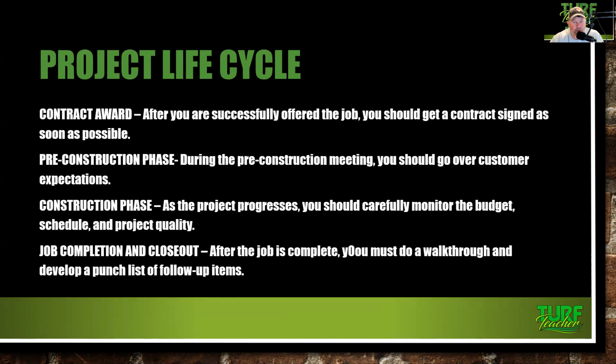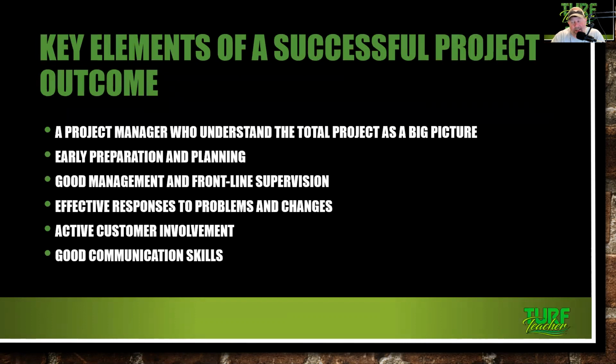After the job is complete, you must do a walkthrough and develop a punch list of follow-up items, not terms. The key elements of successful project outcome: a project manager who understands the total project as a big picture, early preparation and planning, good management and frontline supervision, effective responses to problems and changes. Like I said, you've got to be able to communicate clearly when these problems arise, via paper, via everything. Active customer involvement, good communication skills.